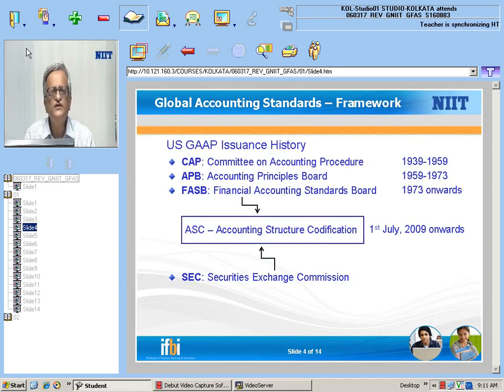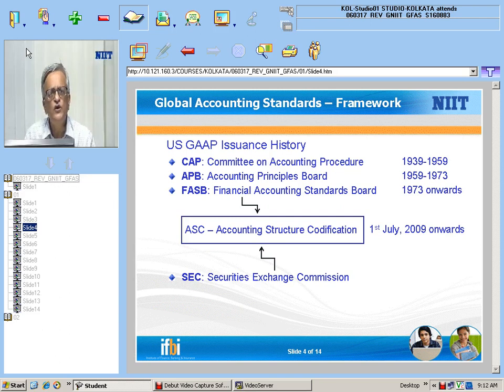This is the US GAAP history. CAP, Committee on Accounting Procedure, 1939 to 1959. APB, Accounting Principles Board, 1959 to 1973. FASB, Financial Accounting Standards Board, 1973 onwards. And ASC, Accounting Standards Codification, since 1st July 2009 onwards.